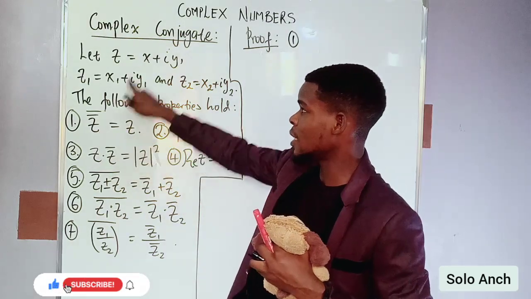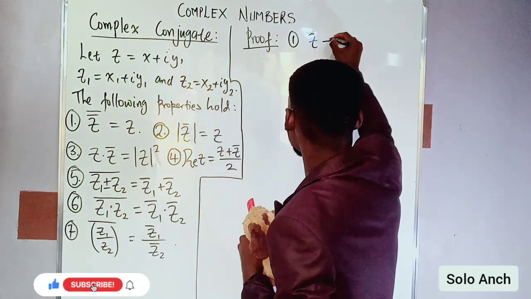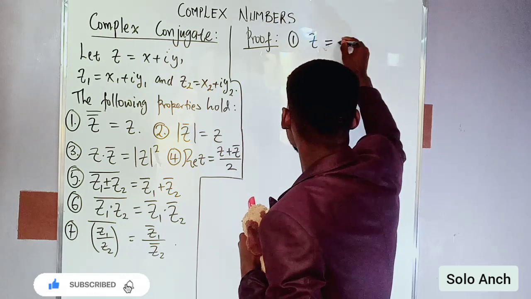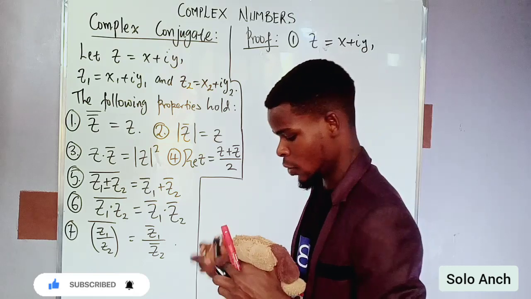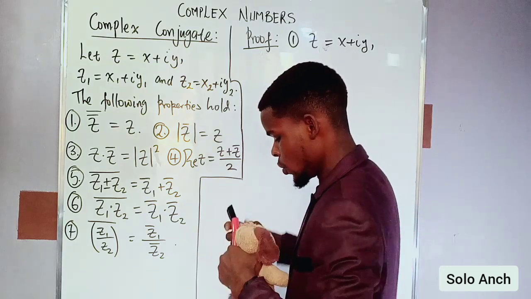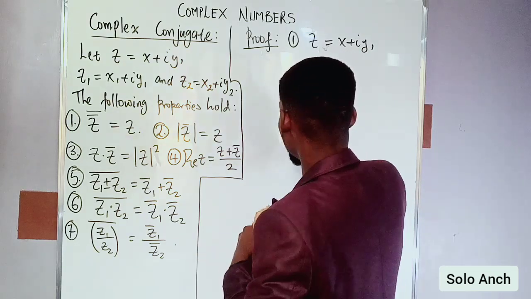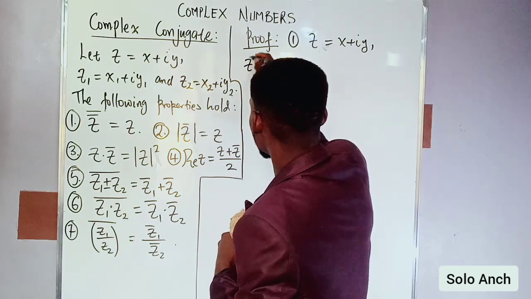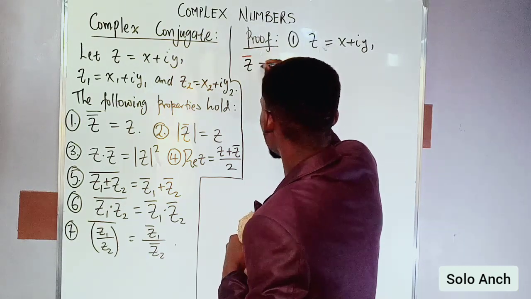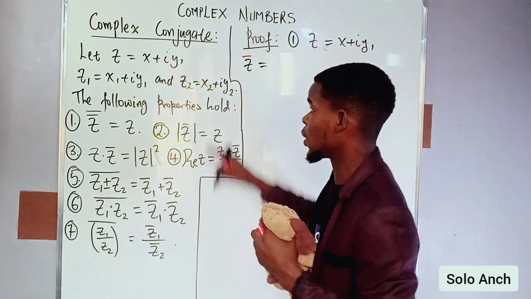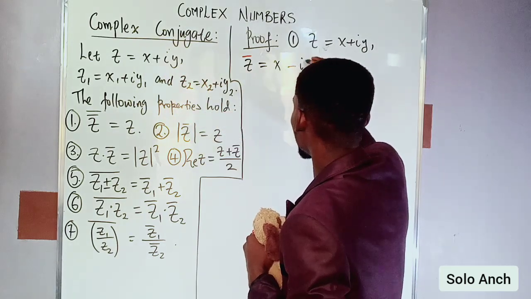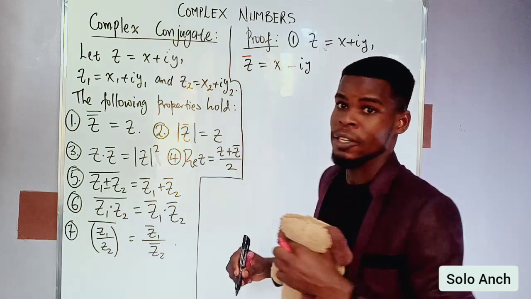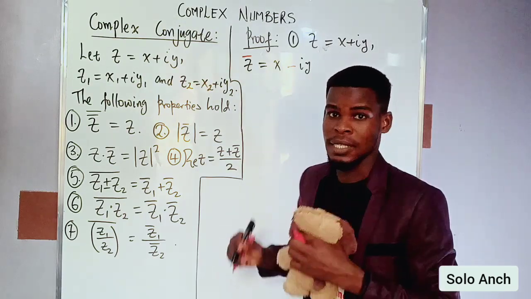Now, given that z alone is x plus iy, the conjugate of z, which I'm going to represent using z with a bar, will be x minus iy, just by negating the imaginary part. Good. That is the conjugate.